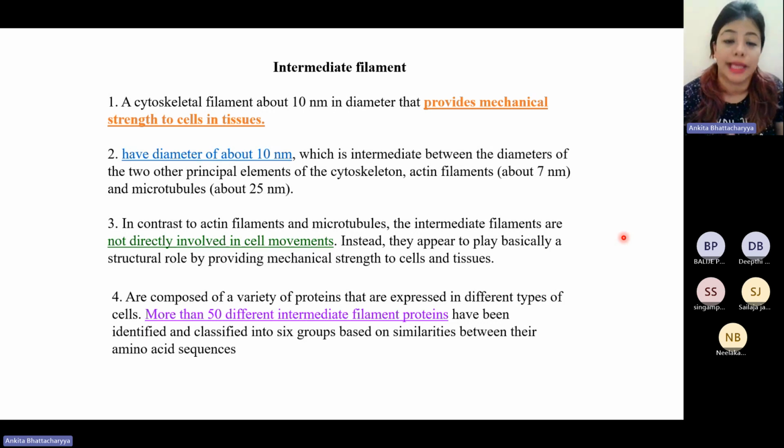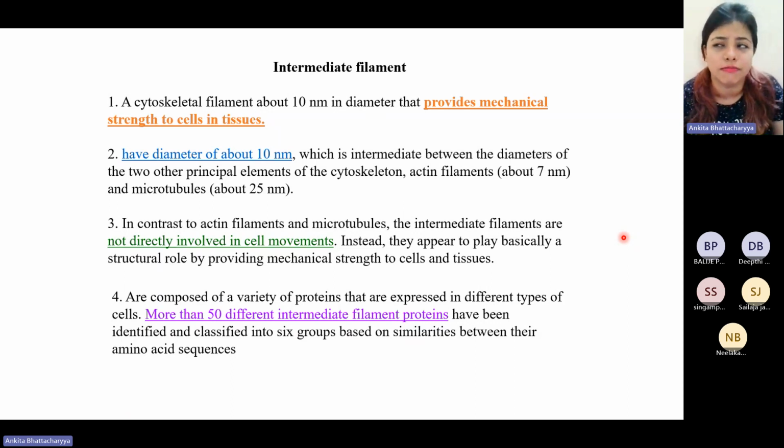Instead, their role is more mechanical and structural in nature, serving as a support system, or an infrastructural or architectural element, for the cells and for the tissue at large. They're not made up of just one type of protein. They have a huge variety of proteins expressed in different types of cells. You'll find a wide range. Some are acidic, some basic. There is keratin, there is vimentin, there are lamins, etc.